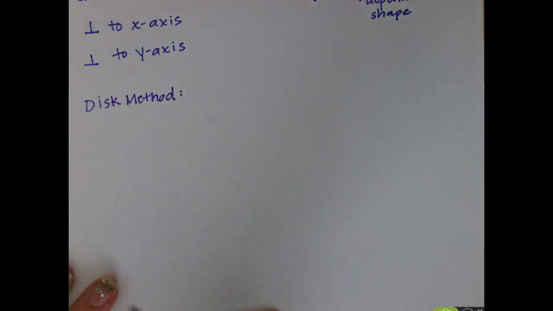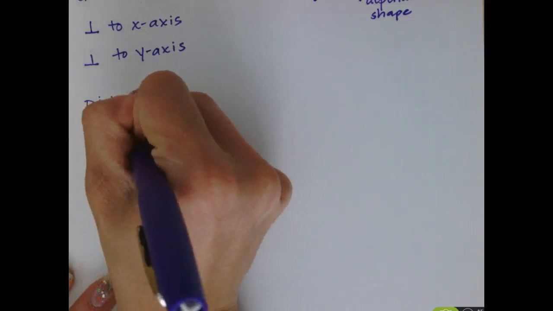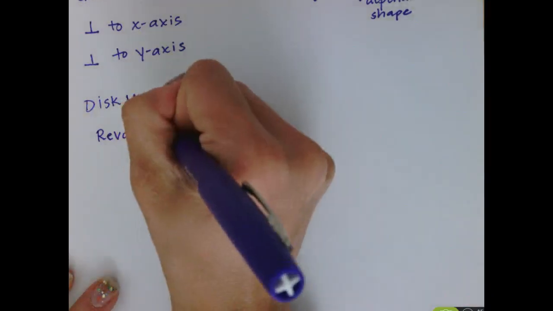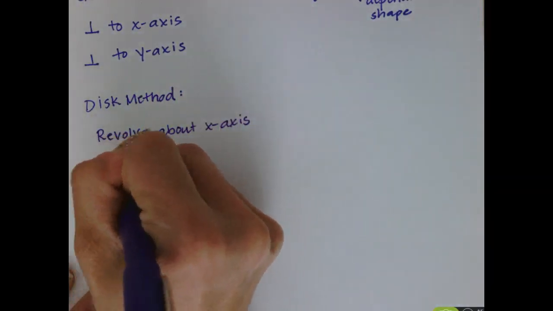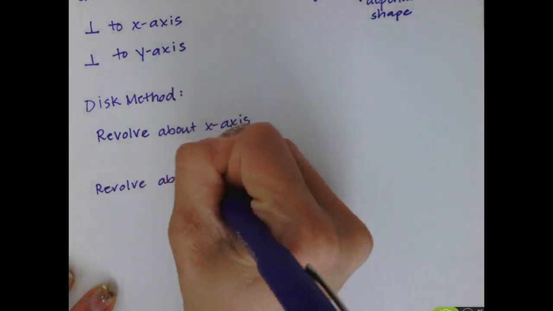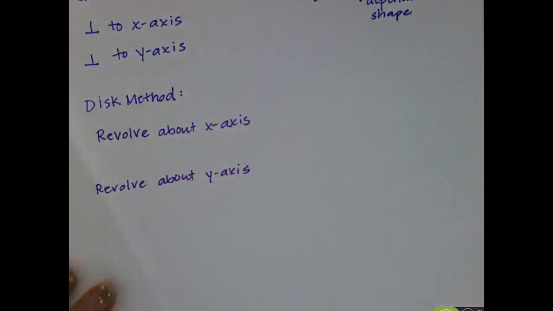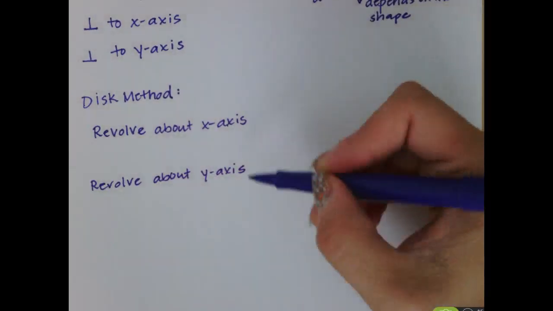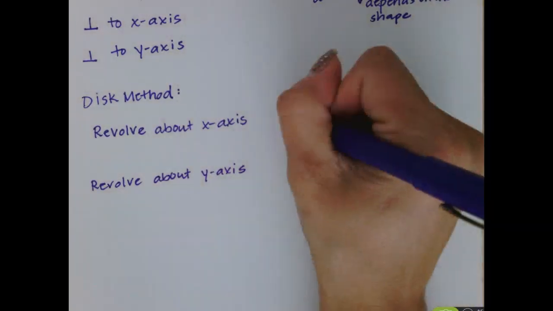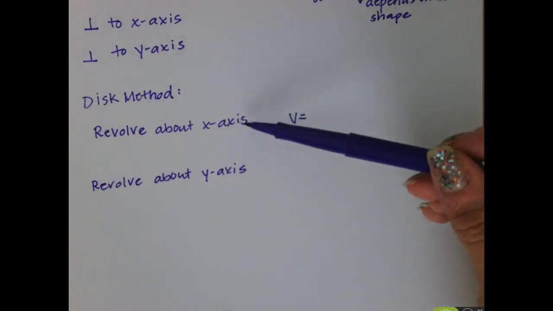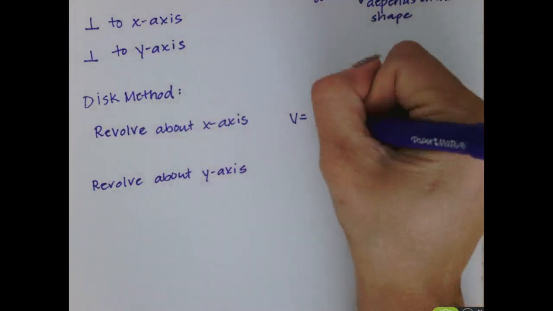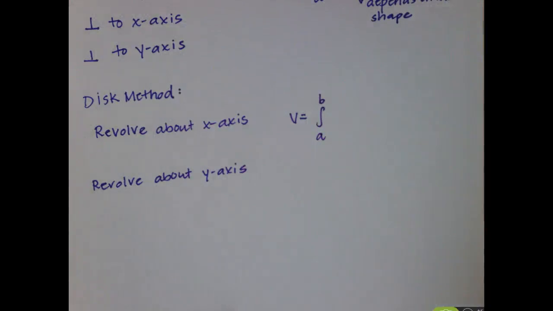So for the disk method, it's going to depend on whether we're revolving our two-dimensional shape about the x-axis or whether we are revolving it around the y-axis. So each of these scenarios will produce a different version of the volume formula. You'll see that they have a lot in common, but they also have a slight difference. So if we're revolving a two-dimensional shape around the x-axis, and we're going to use the disk method to find its volume, we're once again going to integrate over an interval from a to b.